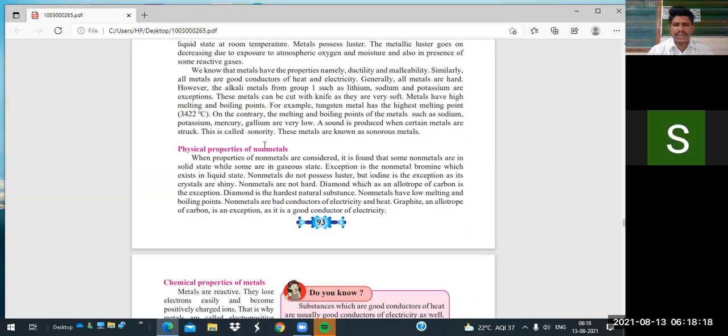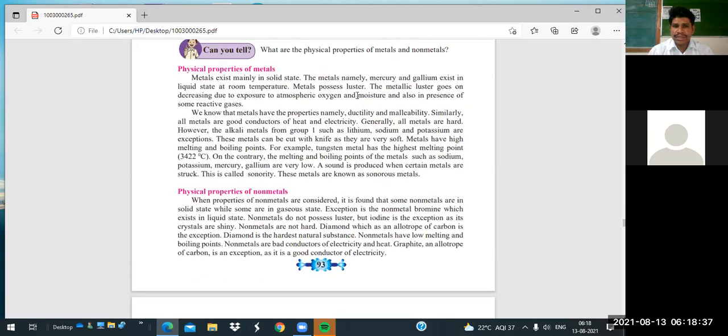Any problem here about these metals and non-metals? And one more thing about iodine. Iodine is the exception among non-metals, which is shiny. It's a crystal and shiny. About iodine and bromine, keep in mind that bromine is the exception. Sodium as well as lithium are also metals. And about bromine, what I told you, can you tell me? Bromine exists in the liquid state, it's a non-metal. And iodine has a crystal and shiny structure.